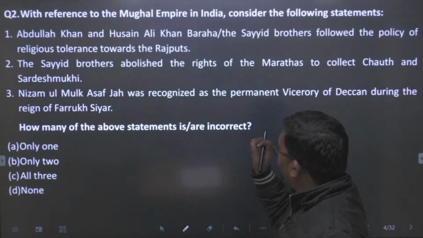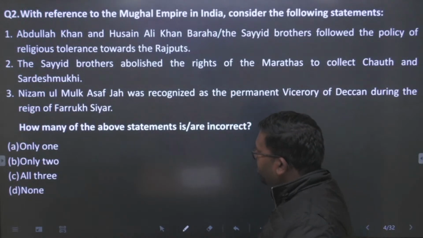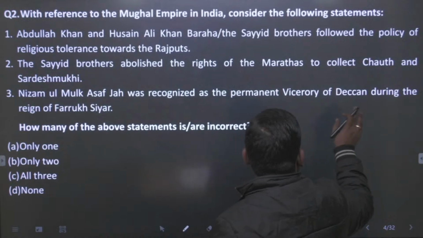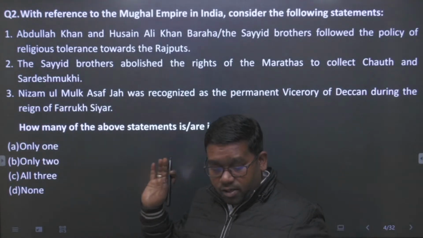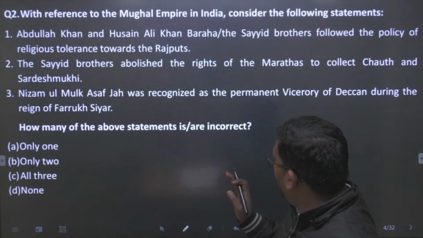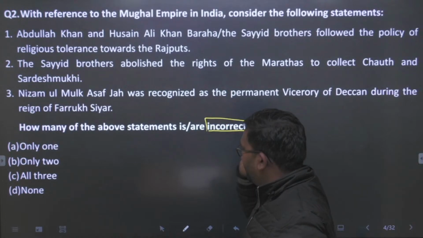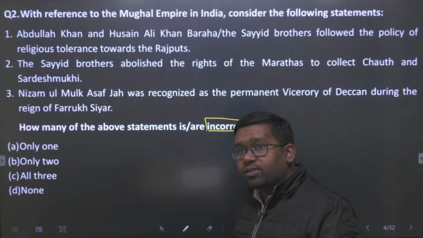Statement 2: the Sayyid brothers abolished the rights of the Marathas to collect Chauth and Sardeshmukhi. Statement 3: Nizam-ul-Mulk Asaf Jah was recognized as a permanent viceroy of the Deccan during the reign of Farrukhsiyar. So how many of these statements are incorrect? You can see how many statements are incorrect and answer yourself.